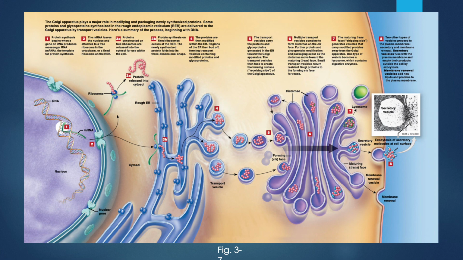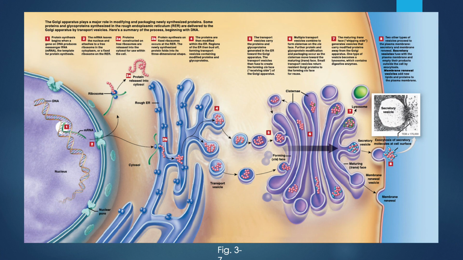They'll be shipped out on the trans face, or the shipping side, of the Golgi apparatus, which is also closer to the plasma membrane of the cell. The three different things that can come from this are either a lysosome, a secretory vesicle, or a membrane renewal vesicle.